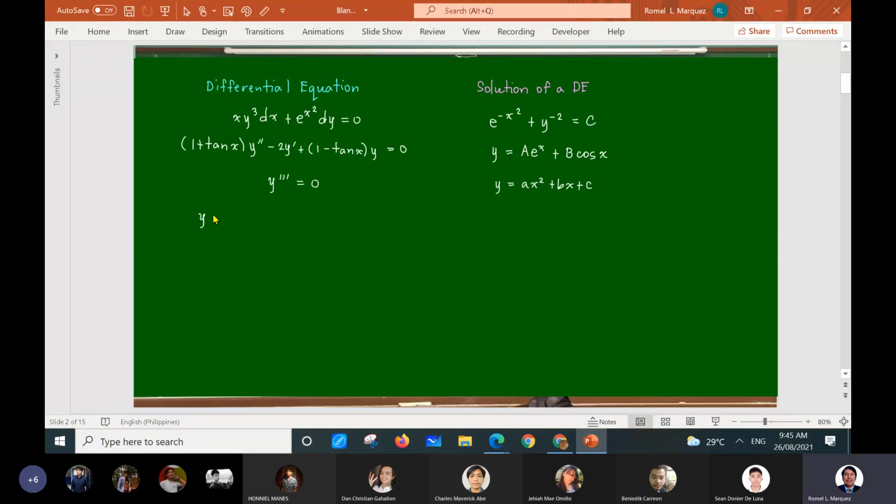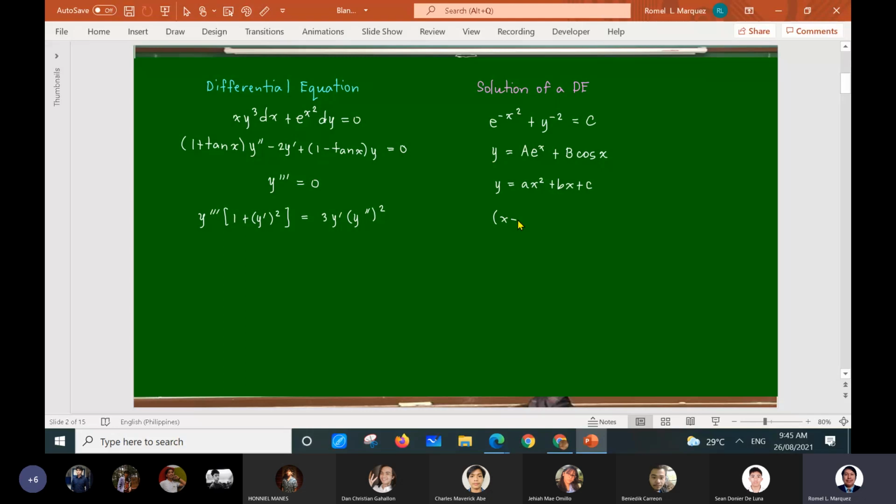Another example of a differential equation: y triple prime multiplied by 1 plus y prime quantity squared is equal to 3 y prime times y double prime quantity squared. Now, again, if you're going to solve this, this is what you will get.